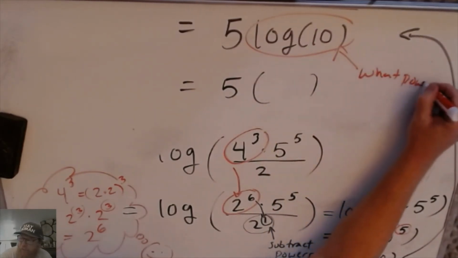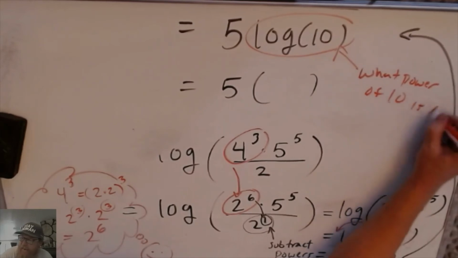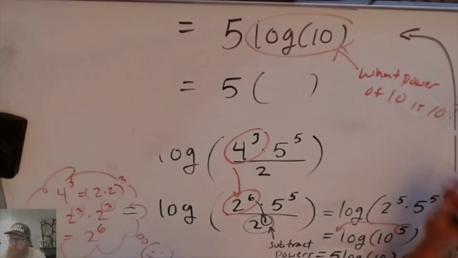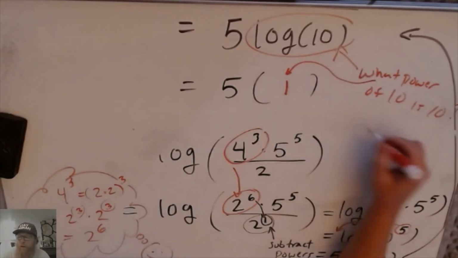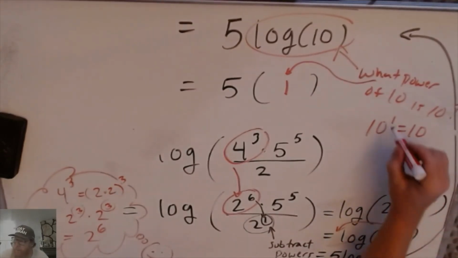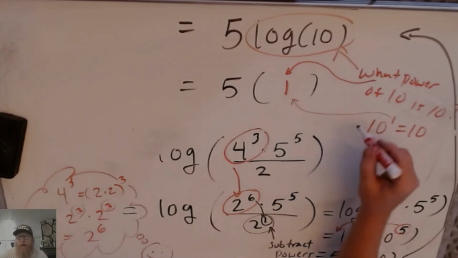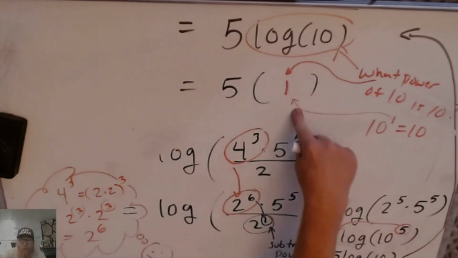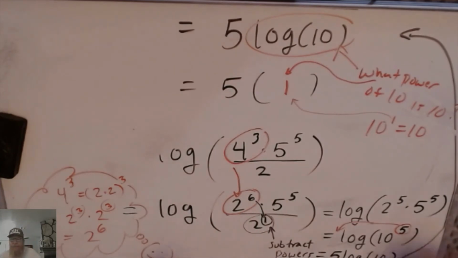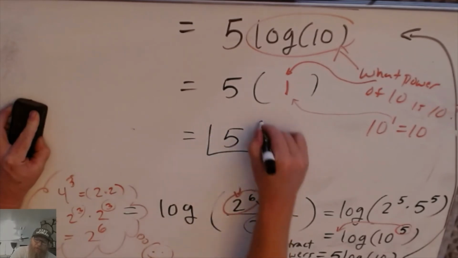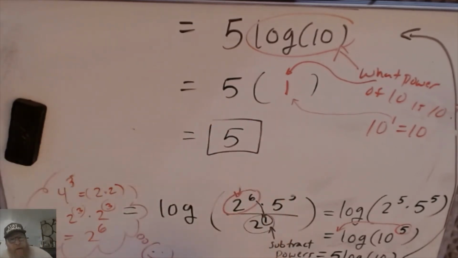What power of 10 is 10? In other words, 10 is 10 to what power? 1. Remember, logarithms are asking a question, what is the power? The power is 1. And so after all of that work, you get a simple result of 5.